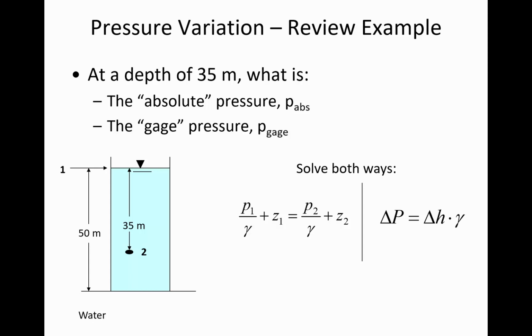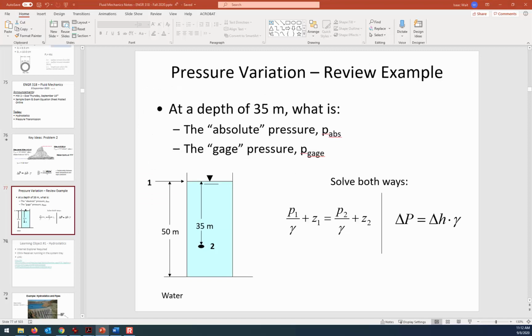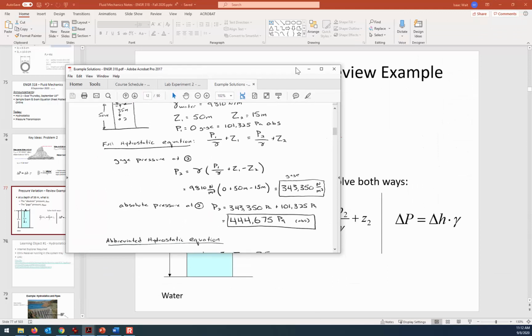All right, let's just see if we're both thinking the same thing. So if we use the full version of the hydrostatic equation, what we're going to say is P1 is 0, because that's working first with the gauge, let's say. So P1 is 0, Z1 is 50, if we're going to use the bottom of that tank as the elevation datum. And so P2 is the unknown, and Z2 is going to be 15. All right, so let me pull up the solution, bring it over here onto the screen.